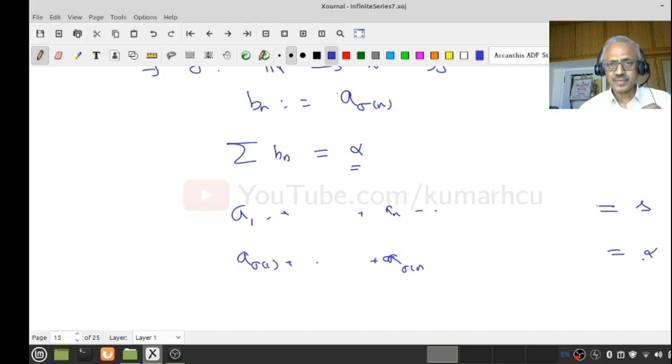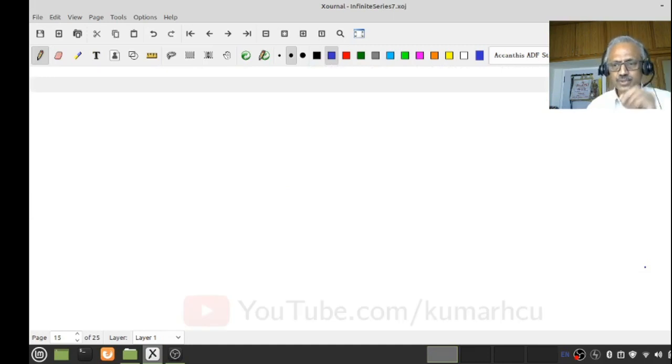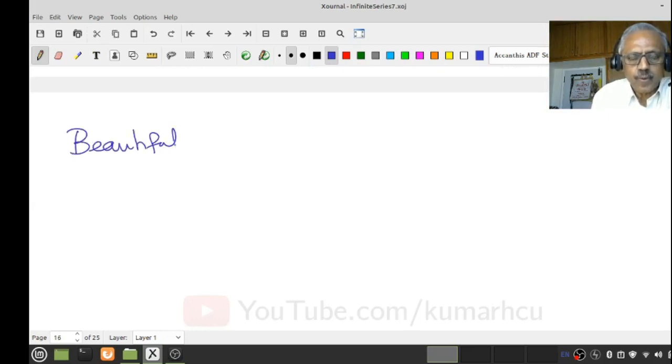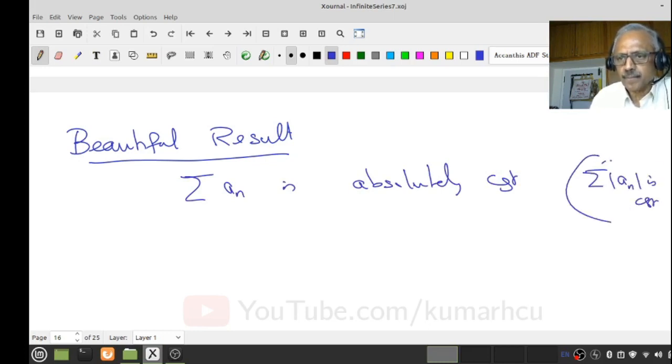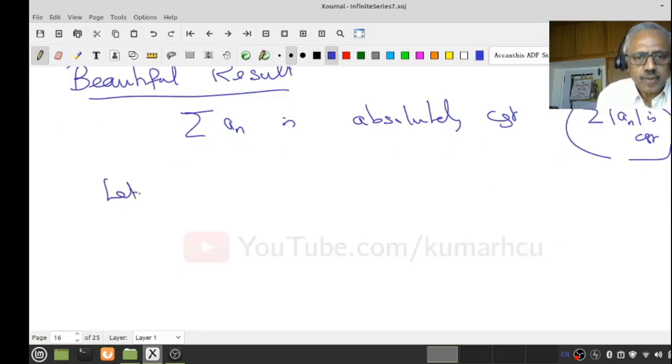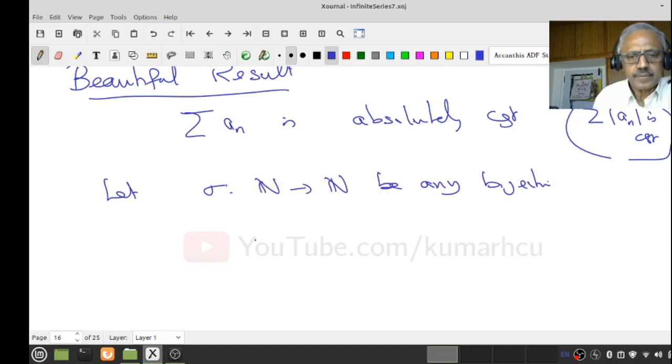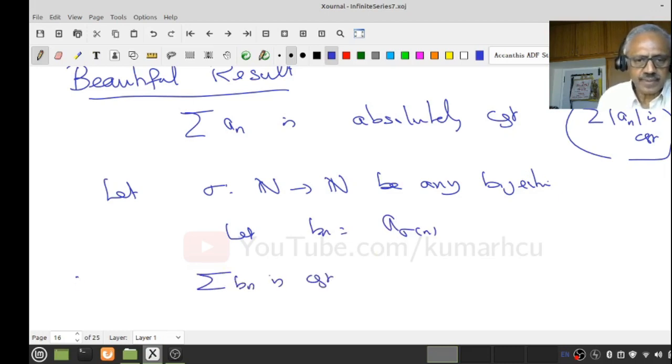Okay. Many people unnecessarily get into the proof, but you should understand this. That is where the next beautiful result comes, but that may have to wait because I'm running out of time. Okay, the beautiful result is this. Suppose summation a_n is absolutely convergent. When I say absolutely convergent, what does it mean? The series of mod a_n is convergent. Let sigma from N to N be any bijection, let b_n equal to a_sigma(n). Then summation b_n is convergent, and this summation b_n is the same as summation a_n.